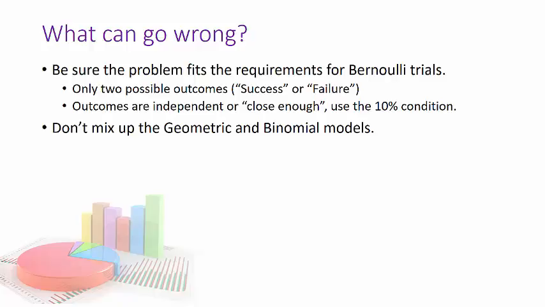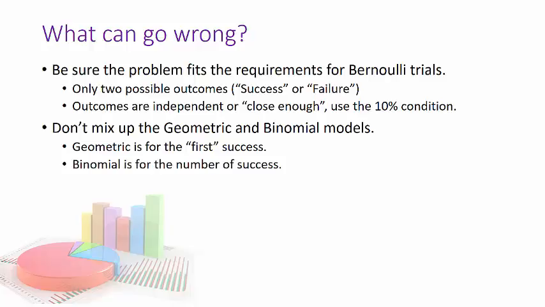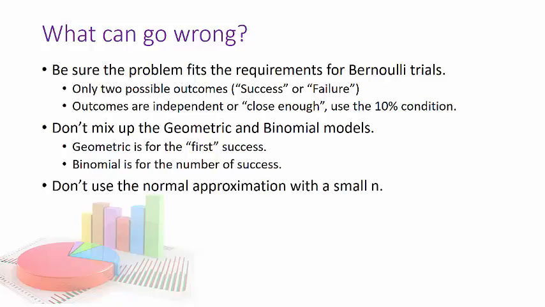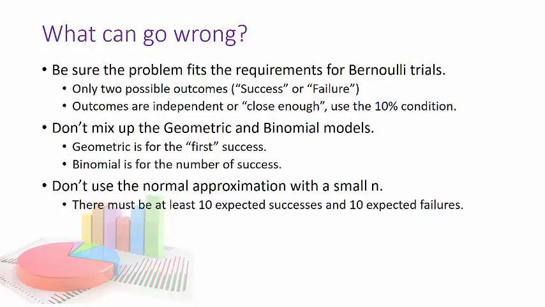Don't mix up the geometric and the binomial models. They both are based on that Bernoulli trial, but geometric models count for the first success. Binomial models are used for the number of successes. Don't use this normal approximation with a small n. There must be at least 10 expected successes and 10 expected failures before you use the normal approximation.